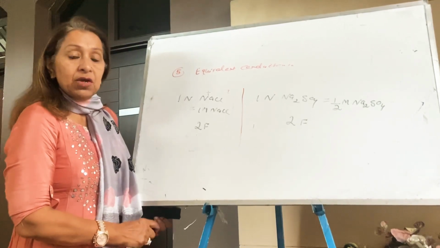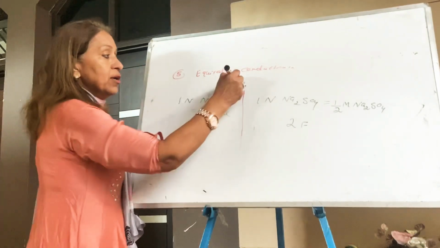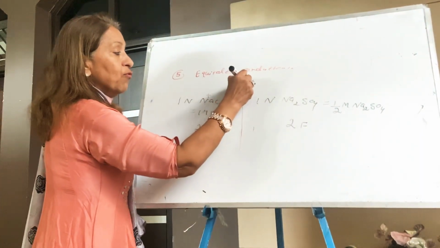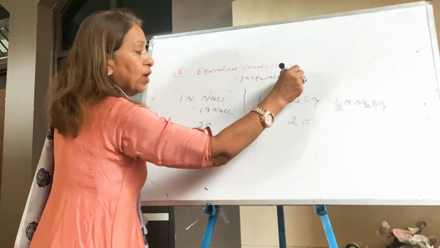Write down: equivalent conductance is the conductance of the solution which contains 1 gram equivalent of electrolyte.